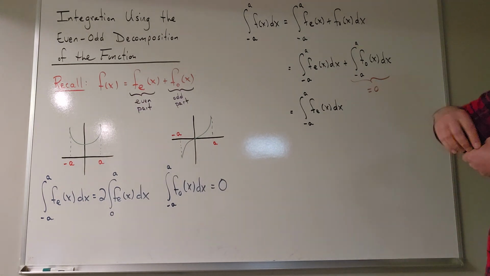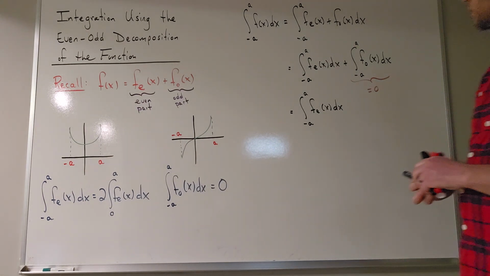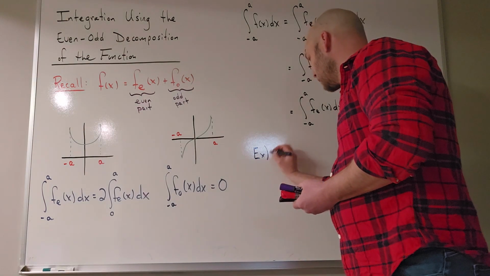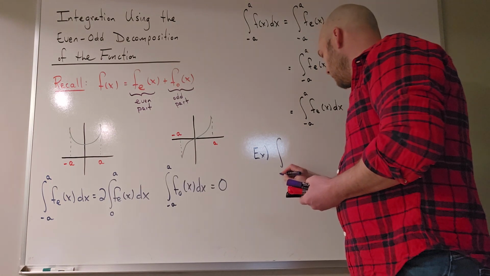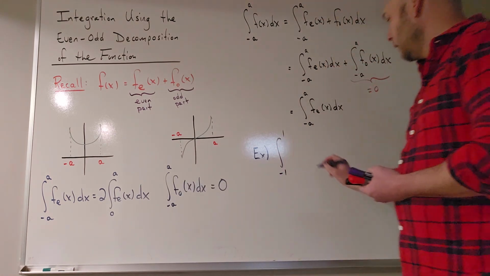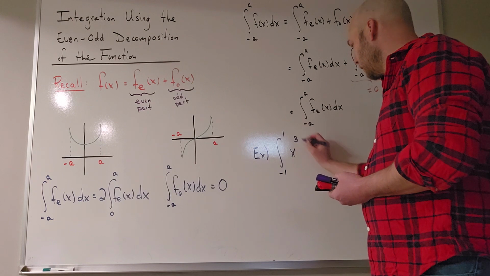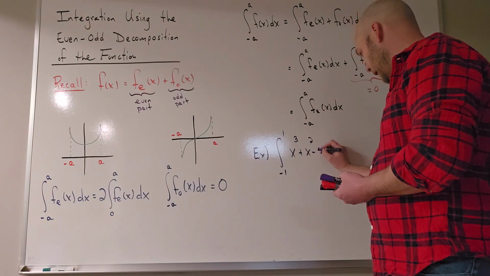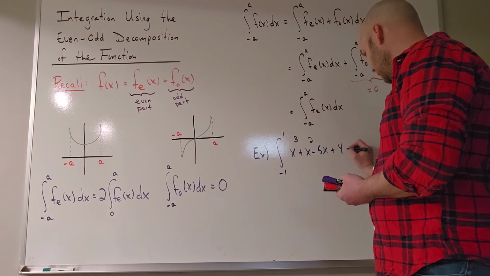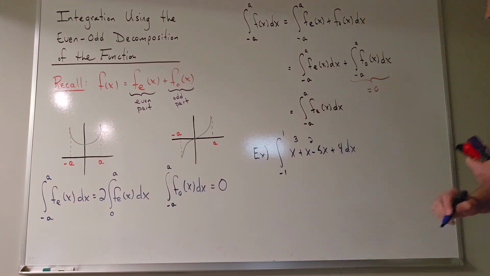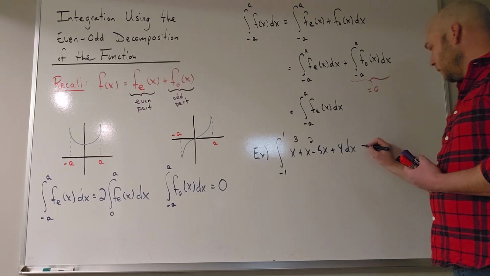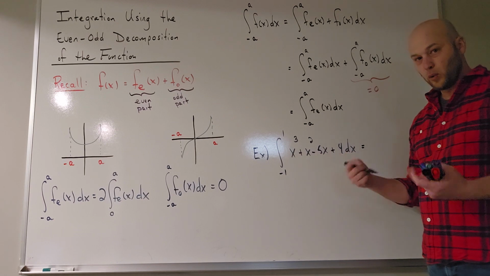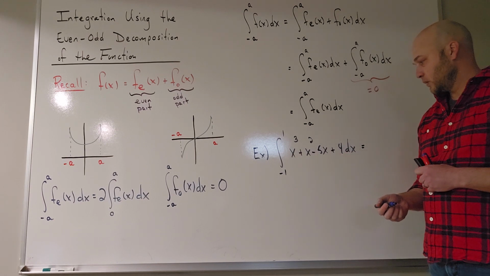So first example, let's say I was going to evaluate the integral from minus 1 to 1 of x to the third plus x squared minus 5x plus 4 dx. We don't have to use the following because each one of those is a power rule. It's not really that difficult to evaluate.